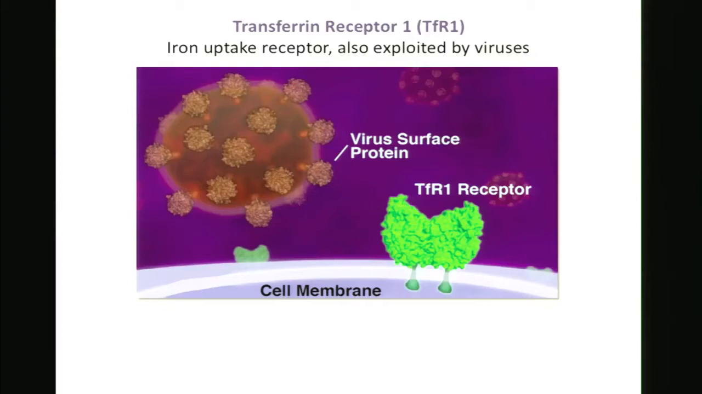Interestingly, obviously this receptor is extremely important, but it's also exploited by several different viral nemeses, which contact this receptor and trigger their own uptake into the cell.